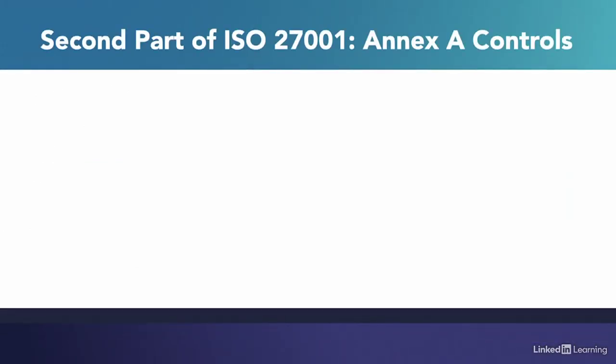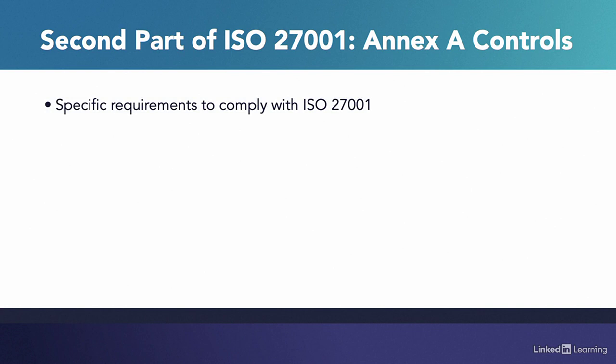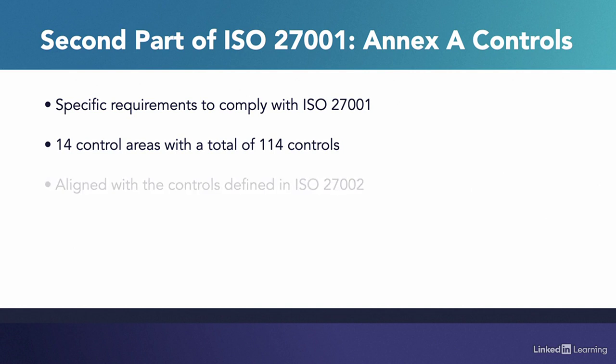In the second part of the ISO 27001 standard, we find the Annex A controls. These controls are specific requirements that must be followed if you want your organization to comply with ISO 27001. There are 14 control areas in Annex A with a total of 114 controls. Some people might call the 14 control areas domains. These controls are aligned with the controls defined in the ISO 27002 standard.